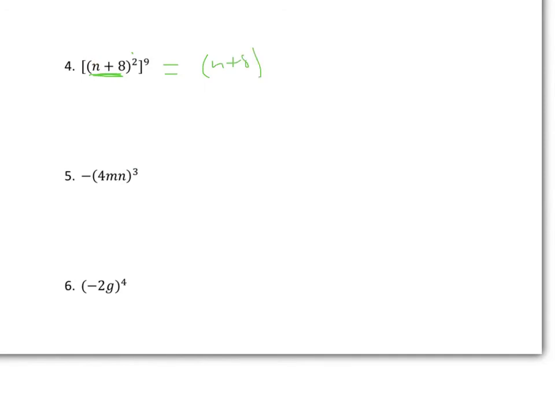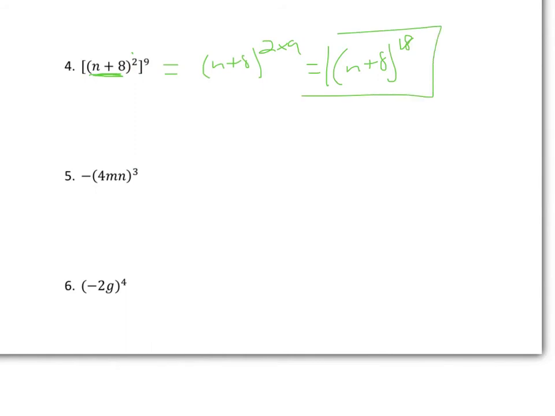Now we look at what else is going on here. Well, you see this n plus 8 is raised to the power of 2, but then we've got brackets or another set of parentheses around the outside of that, and there's another power raising 2, so that's a power to a power. Remember, for a power to a power, you're going to multiply the exponents together, and so the final answer to this will be n plus 8 quantity to the 18th power.